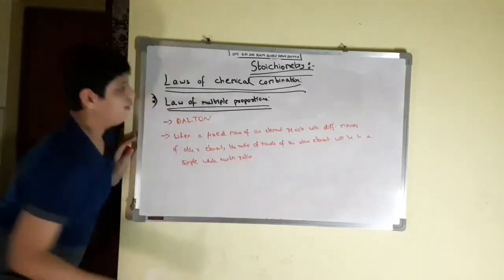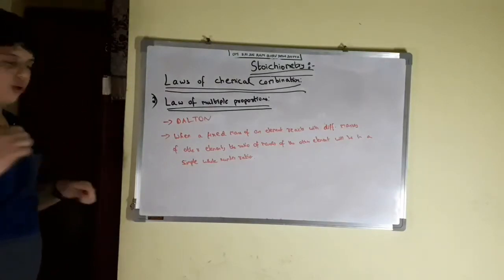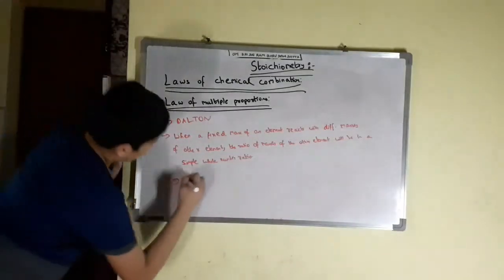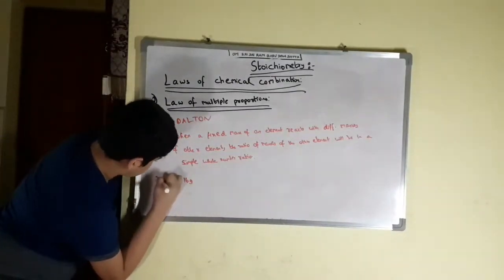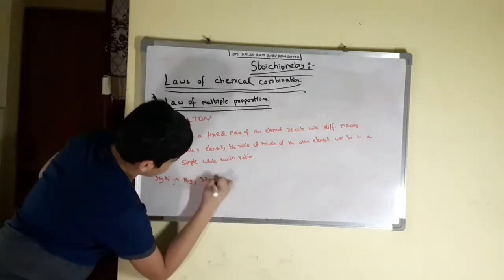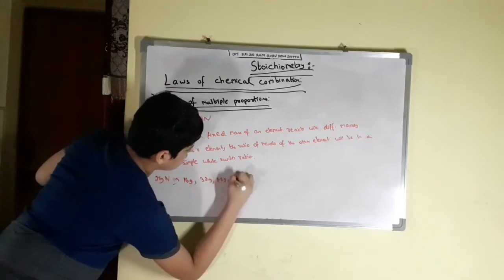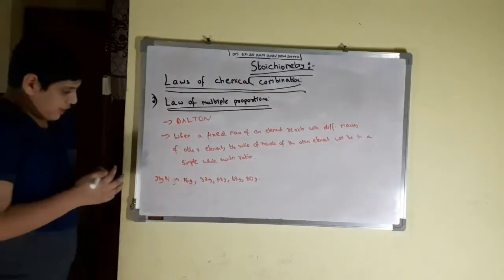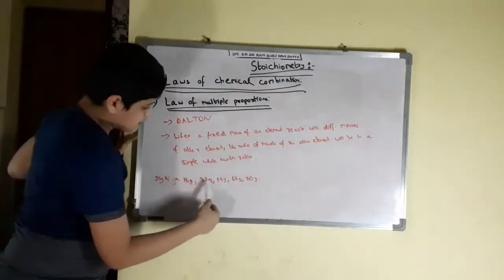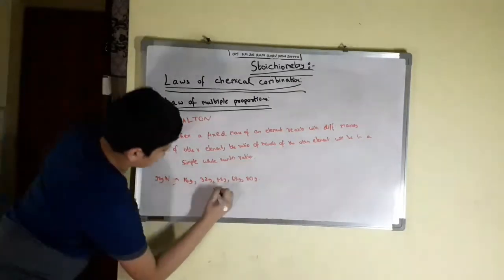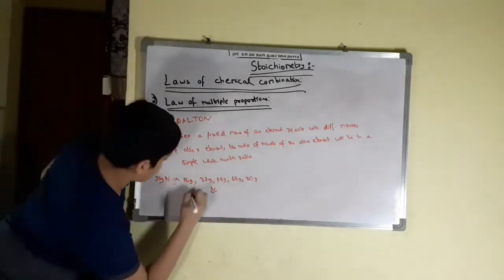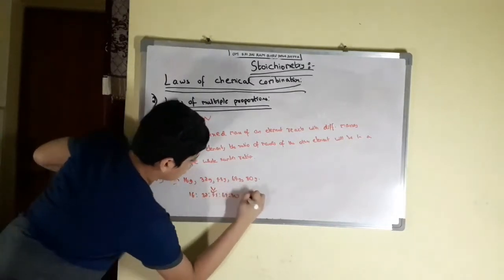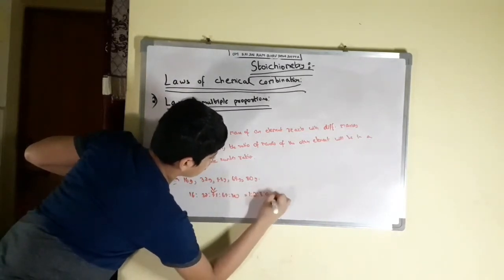Okay, for example, nitrogen. Nitrogen reacts with different amounts of oxygen. 28 grams of nitrogen reacts with 16 grams, 32 grams, 48 grams, 64 grams and 80 grams of oxygen. So the fixed mass of one element reacts with different masses of other element, then the ratio of masses of the other element will be in a simple whole number ratio. So 16 is to 32 is to 48 is to 64 is to 80 is 1 is to 2 is to 3 is to 4 is to 5.